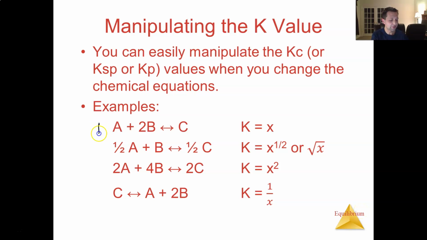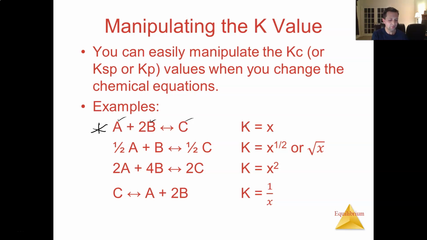Here's my initial equation right here. A plus 2B yields C. And let's say I have some values, right? I have numbers, like molarities for all of these things. And my K value, my Kc, Ksp, Keq, whatever, it comes out to X, okay?